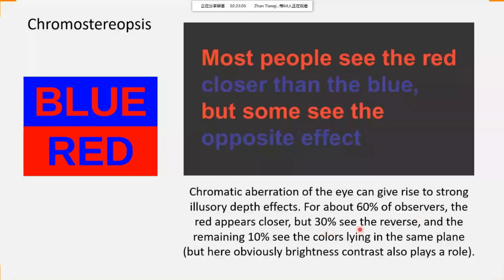But 30% see the reverse. For them, blue is nearer. And the remaining 10% see the colors lying in the same plane. And of course, brightness contrast also plays a role here, because there is more contrast between red and black than between this relatively dark blue and black. So it's not just about color hue, it's also about the color brightness.